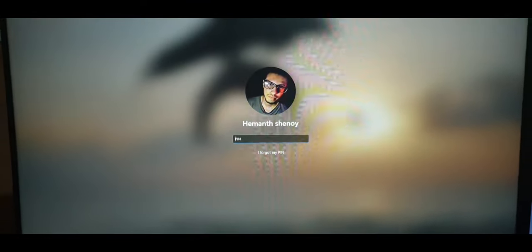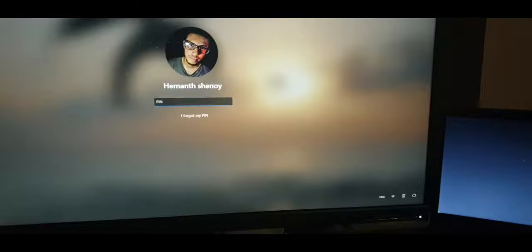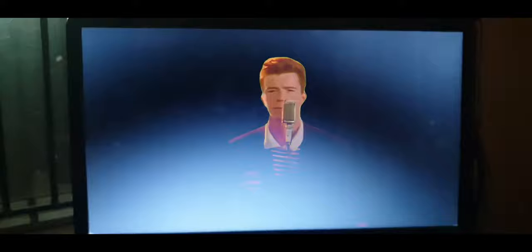Now recently when I was using my PC, all of a sudden the screen froze and it started showing some weird glitchy lines like this. At first I thought Morpheus from the Matrix is contacting me, but no, looks like it was some hardware problem.